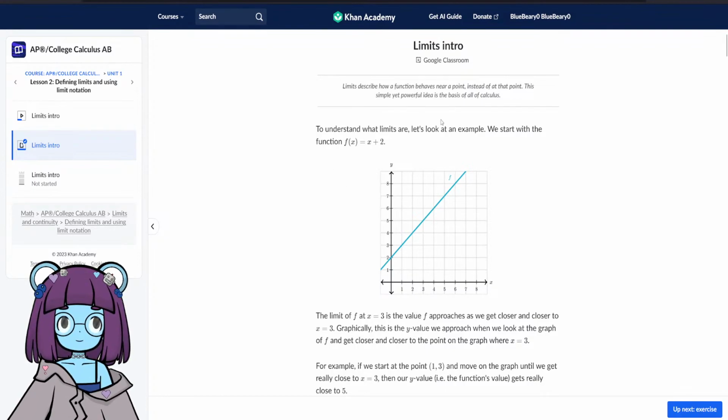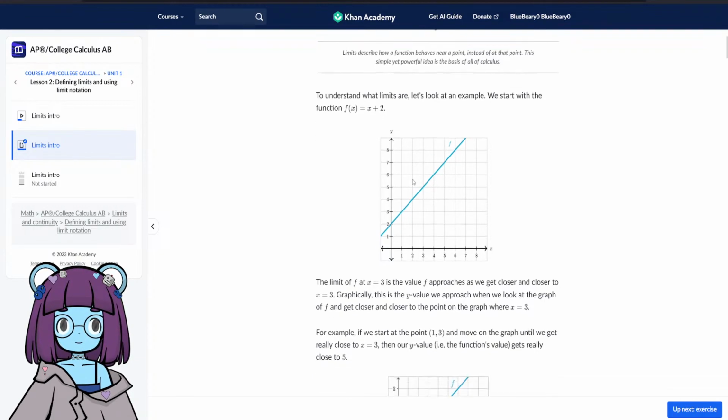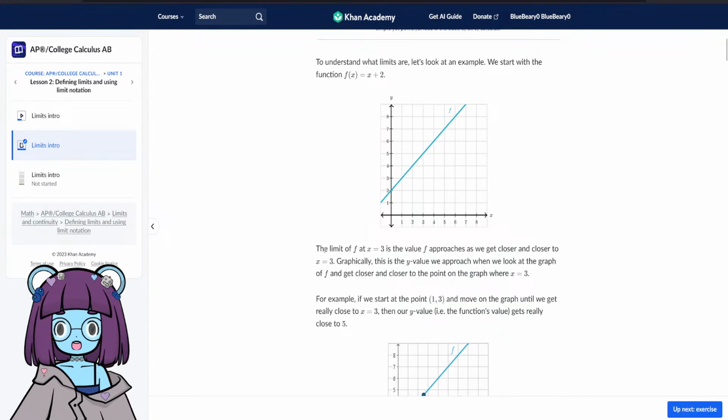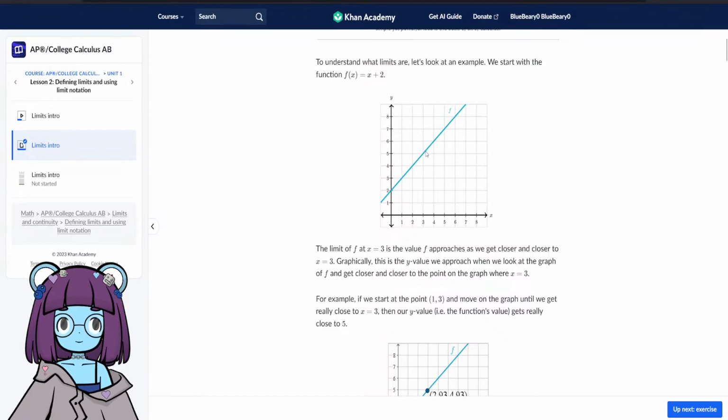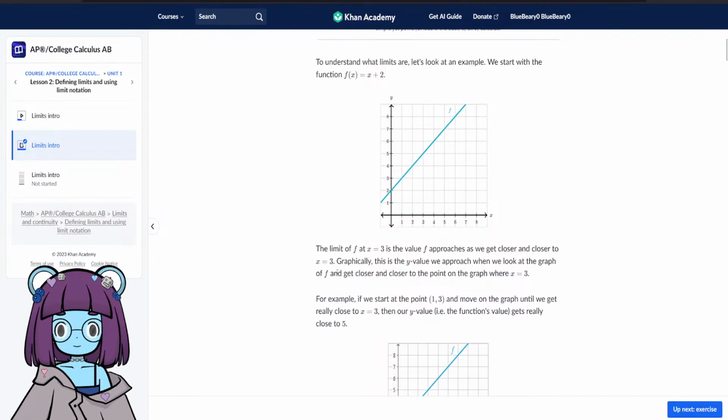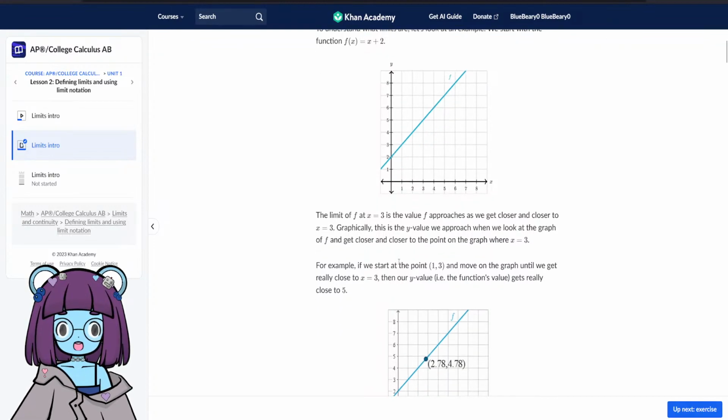To understand what limits are, let's look at an example. We start with the function f of x equals x plus 2. I can't read. So this is the function. The limit of f at x equals 3 is the value f approaches as we get closer and closer to x equals 3. Graphically, this is the y value we approach when we look at the graph of f.